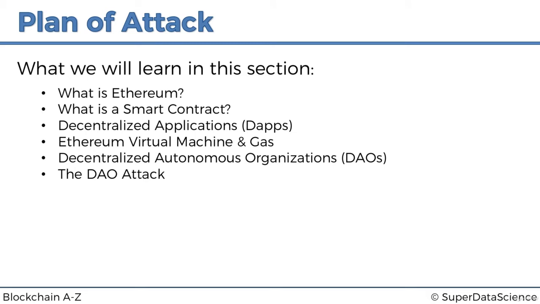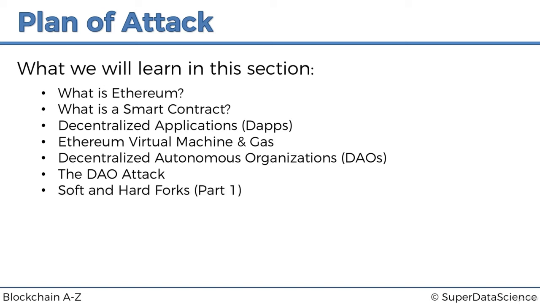Then we'll talk about the DAO Attack, an interesting episode that happened in the life of Ethereum when there was a massive hack and lots of millions of dollars were stolen. So we'll talk about that and what implications that had on the network and how they recovered from that.